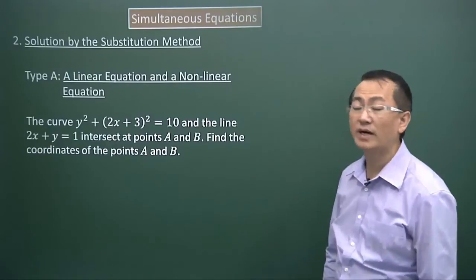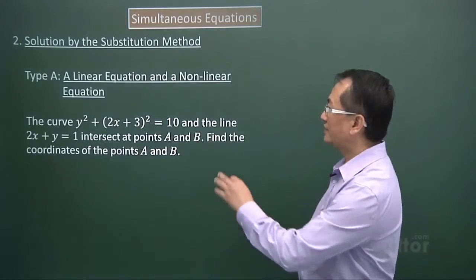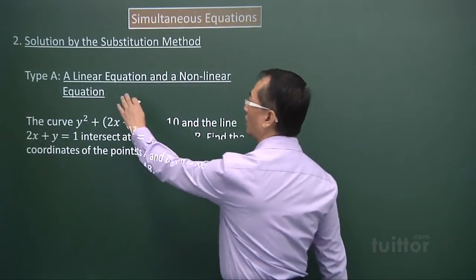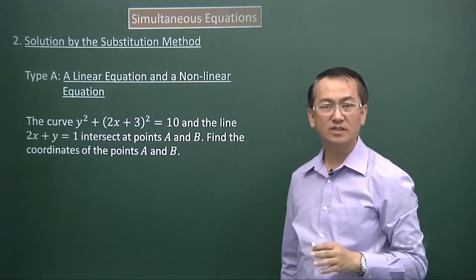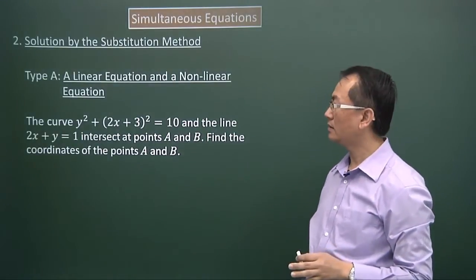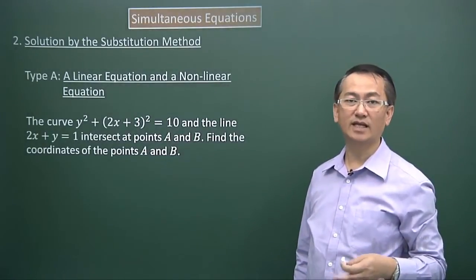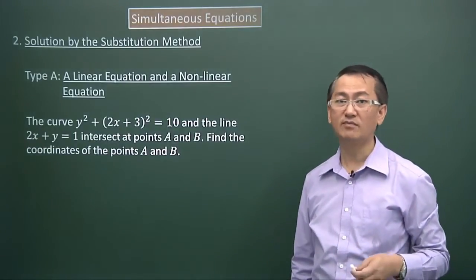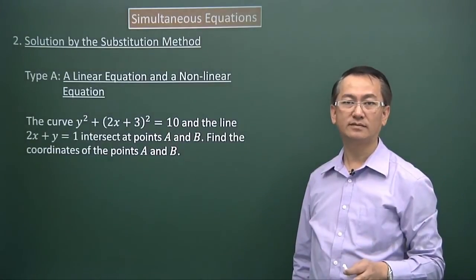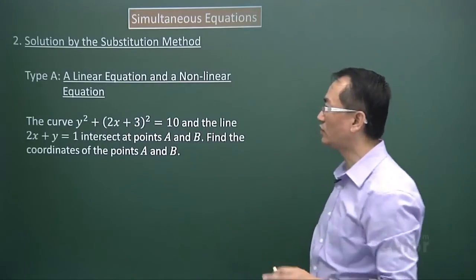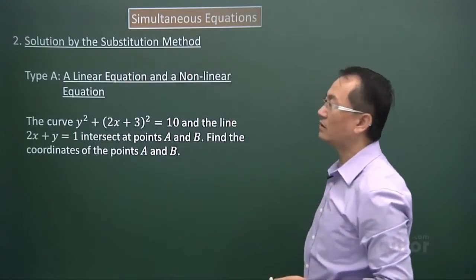Next, we look at solution by substitution method. Of course, when we have type A, a linear equation and non-linear equation, only the substitution method is workable. So the other method, of course, is elimination method. That cannot be used. And previously, we also looked at the matrix method. Matrix method is only workable with two linear equations. So in type A, we have a non-linear equation that actually just constrains us to the substitution method.